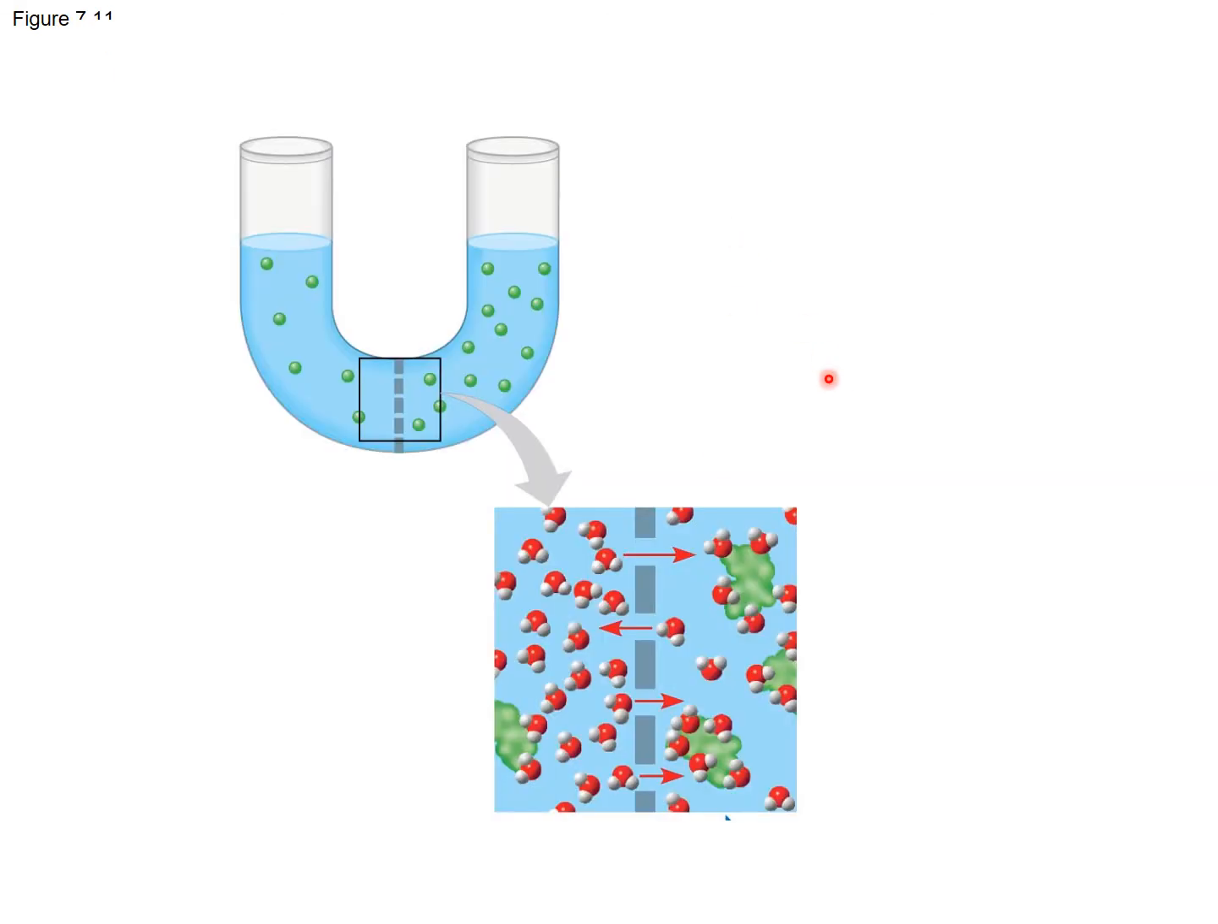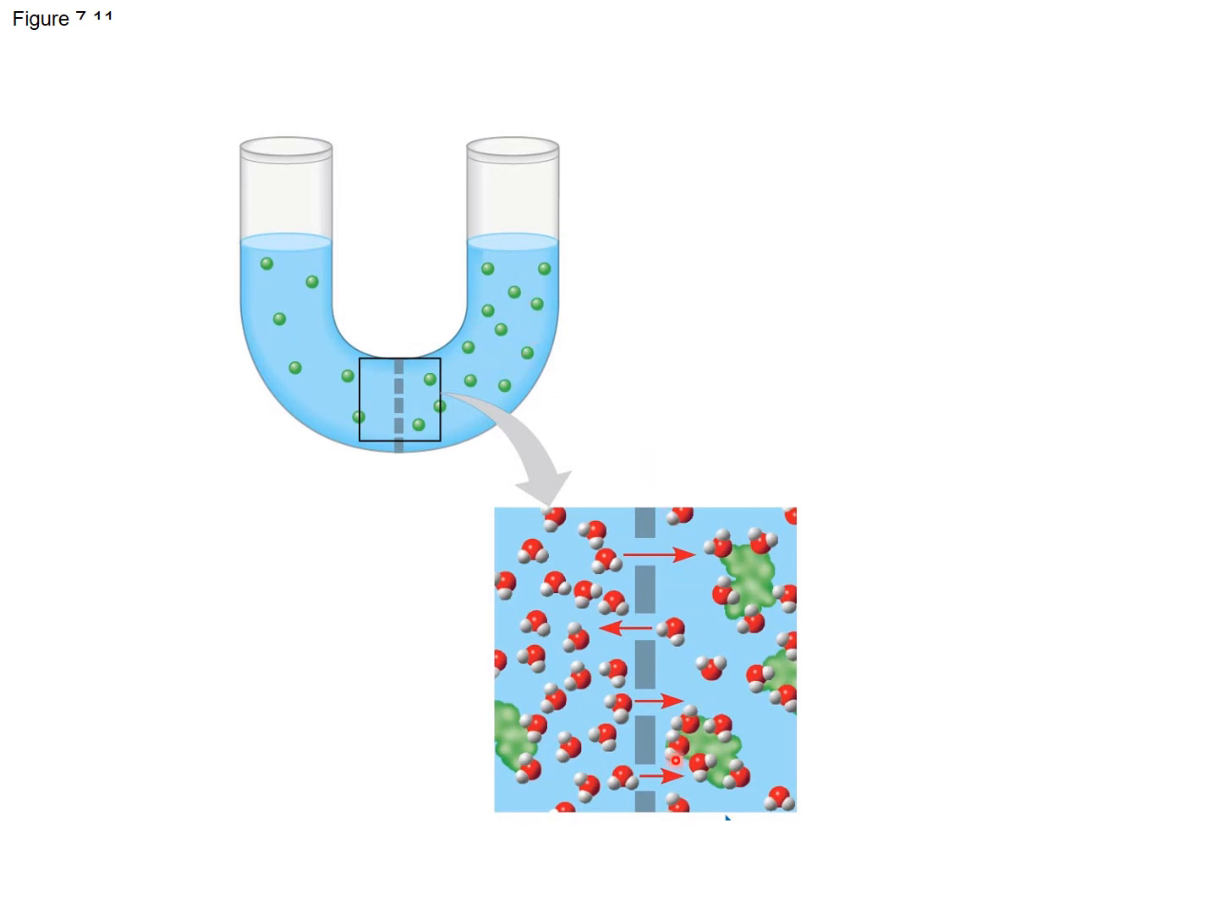Water a little bit more. So if we look at this U-shaped container right here, there's a membrane separating the two sides. On the right side, there are more of these green molecules than on the left, and there's an equal amount of water. Based on the definition I just told you, water is going to move from an area of low solute concentration to an area of high solute concentration, so the water should move to the right, towards the higher solute concentration right here.